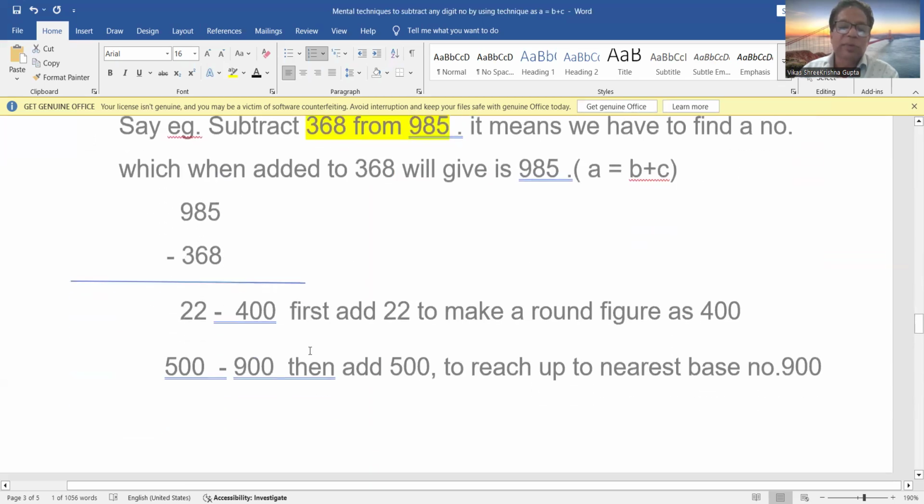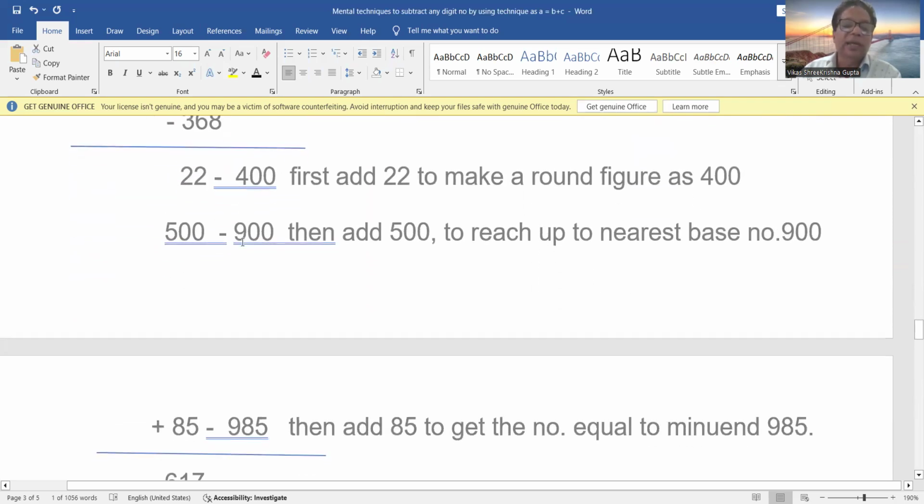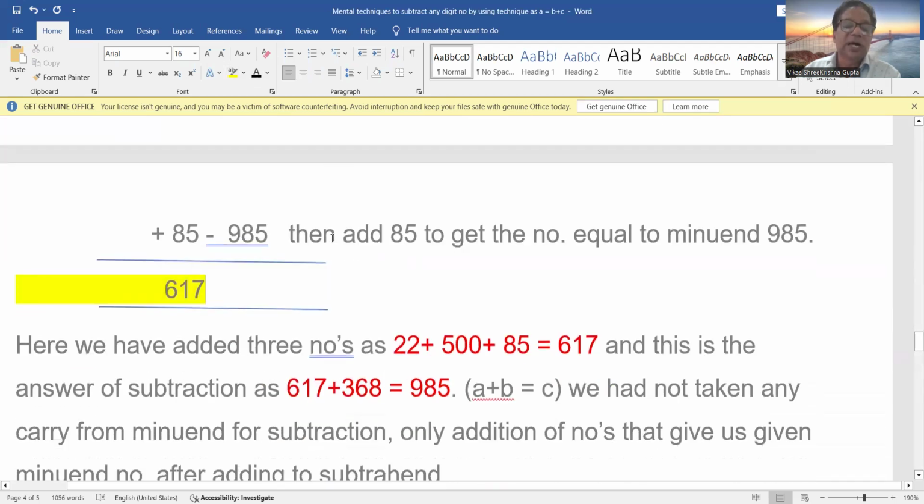I have not used subtraction. I have found a number which when added to 368 gives 985. For that, I first added 22 to get 400. Then I added 500 to get 900. And lastly, I added 85 to get the number 985. And finally, I add all these numbers, 22, 500, and 85, and I get the answer as 617. So this is the answer.